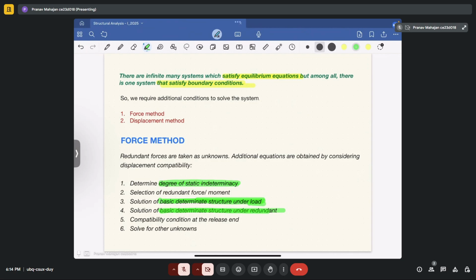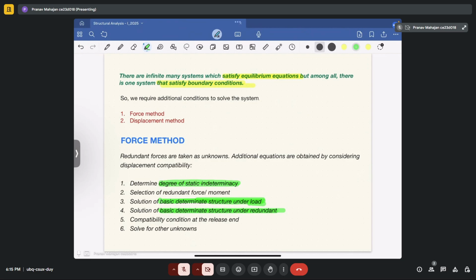Now you will apply the compatibility equation. For a propped cantilever, the displacement at the propped end being equal to 0 will become your compatibility equation. After determining the compatibility equation, you will take the unknowns and your unknown values will be automatically calculated. So these are the basic steps that are required to solve any problem using the force method.